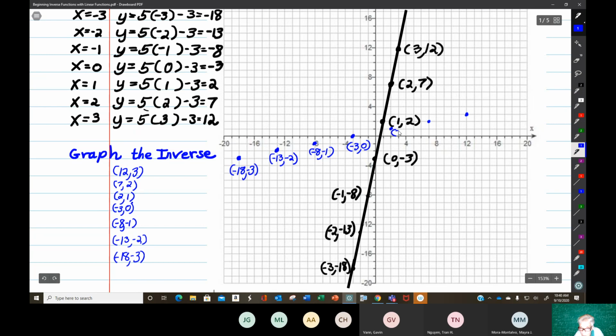And (2, 1), and (7, 2), and (12, 3). And we'll get this, and we will graph a line.